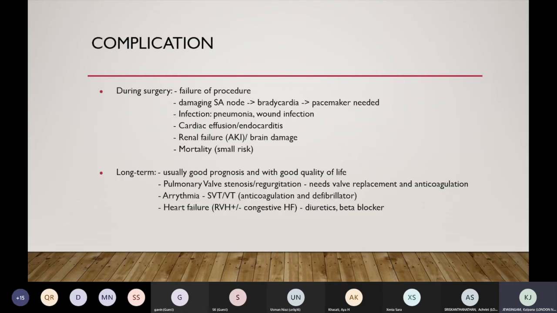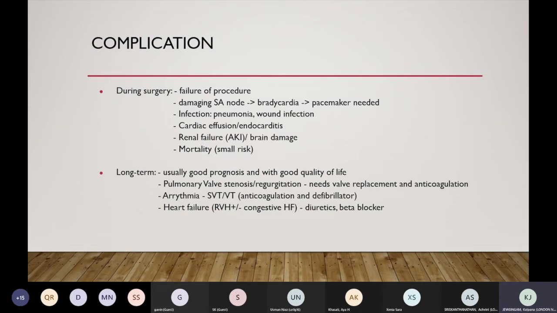During surgery, the complications are obviously that things might go wrong. There might be damage to the SA node, so they can become bradycardic, and a pacemaker might be needed. Again, it's an invasive procedure, so pneumonia or wound infection can happen, cardiac effusion, endocarditis. Again, you're working with the heart that supplies blood to all parts of the body, and one of the organs that's very sensitive is the kidneys, and you can end up with renal failure or brain damage.